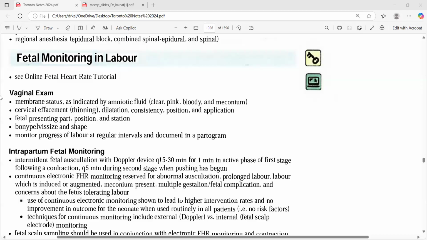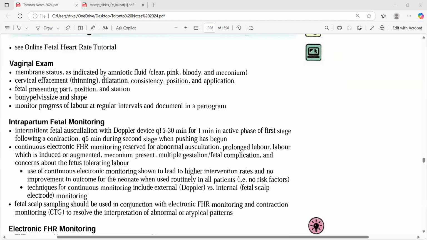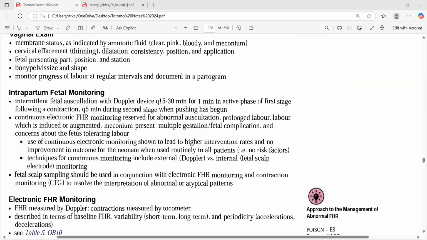Talking about fetal monitoring in labor, for this one you have to check the vaginal examinations. Then again, don't do too much. So prevent that, check membrane status as indicated by the amniotic fluid, cervical effacement, dilation, consistency, positioning, and application, fetal presenting part, location. So everything we will check according to that one.